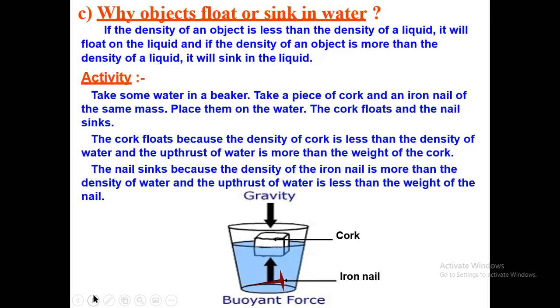Take some water in a beaker and take a piece of cork and an iron nail of the same mass. Place them in water. The cork floats and the nail will sink. The cork floats because the density of cork is less than the density of water, and the upthrust of water is more than the weight of the cork. And the nail will sink. Why? Because the density of the iron nail is more than the density of water, and the upthrust of water is less than the weight of the nail. That's why the nail will sink in the water.